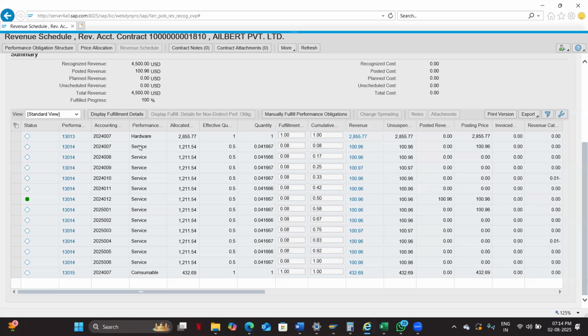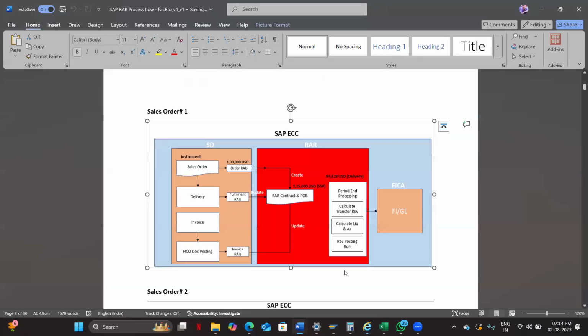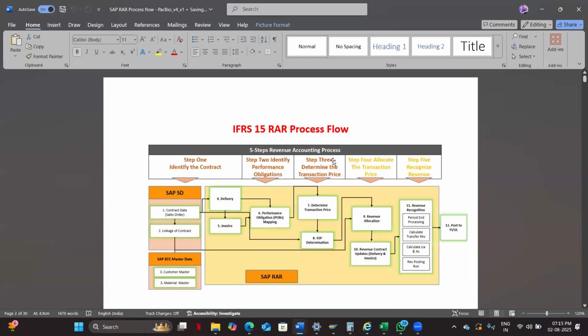But in the service product case, here you can see this is the full value, but they recognize it divided by 12, so 12 times, once per month. For consumption also, whatever revenue allocation amount they have, that amount is directly recognized. I have one file showing how it's working. Let me show you.